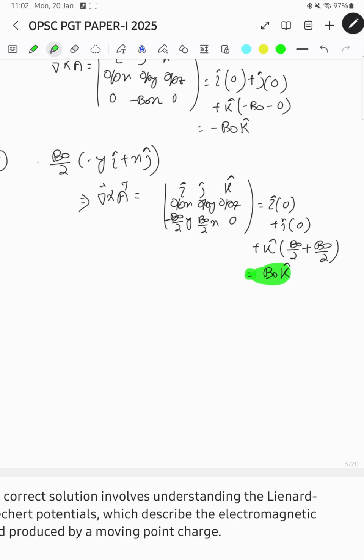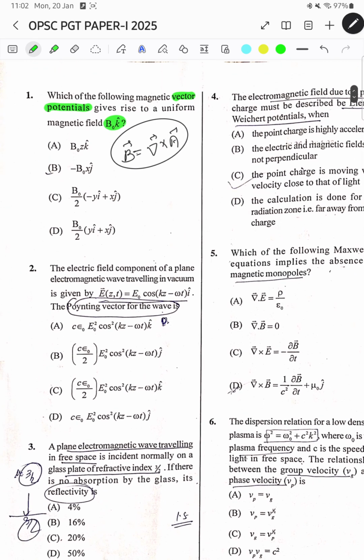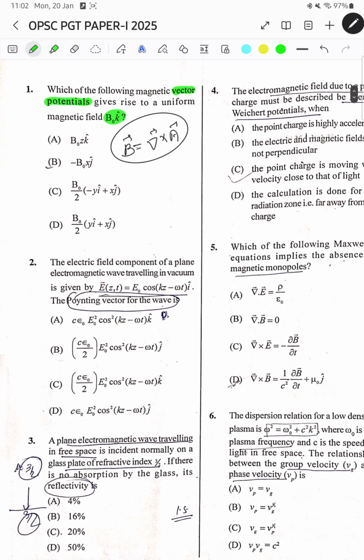Okay, so this could be the right answer. And you see what that person did here: he just checked from the given options which is the correct value for the non-zero magnetic field, and he got option B, so he chose that as his answer.